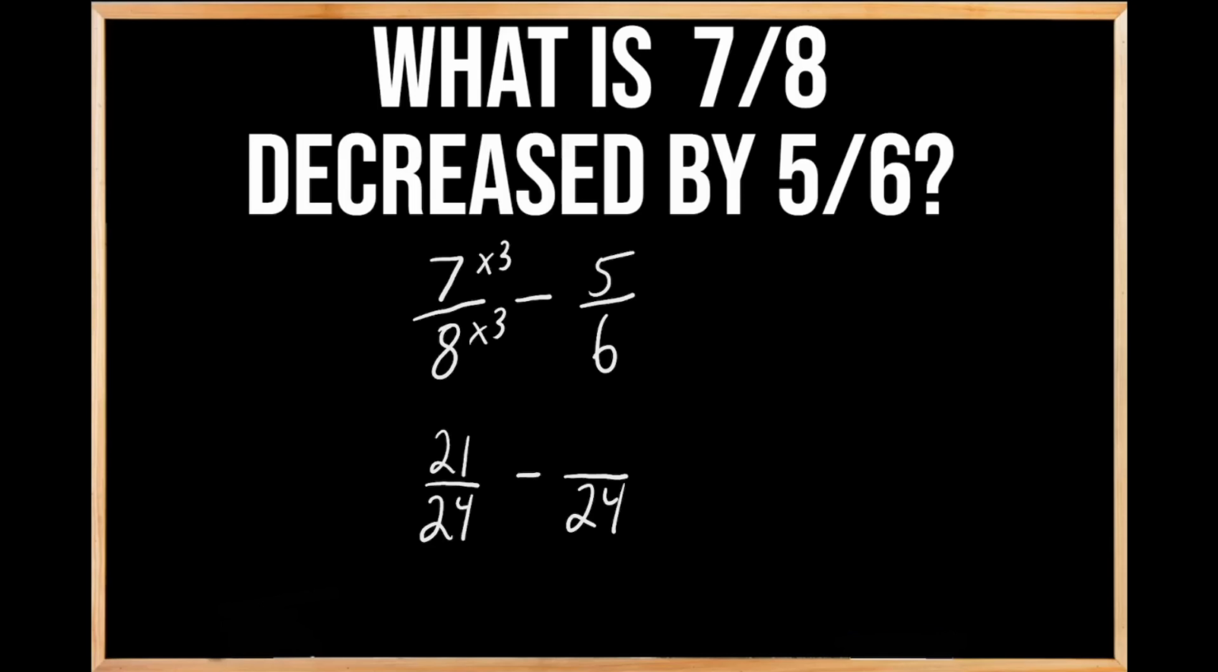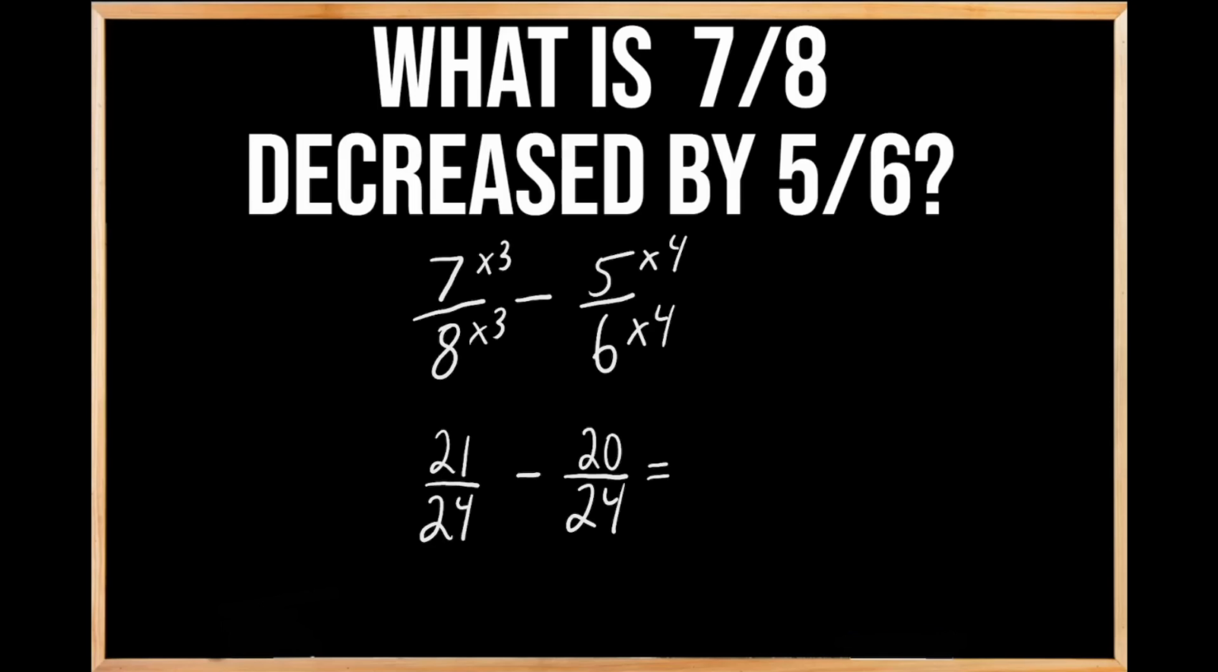Now for the second fraction, well, we had to multiply our denominator of 6 by 4 in order to get the common denominator of 24. So we're going to do the same thing to our numerator up top. And when we multiply 5 times 4, we get 20 for the equivalent fraction of 20/24. So now that we've rewritten these fractions with a common denominator, we're ready to start subtracting these fractions.